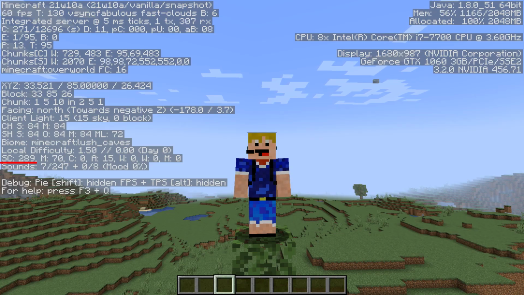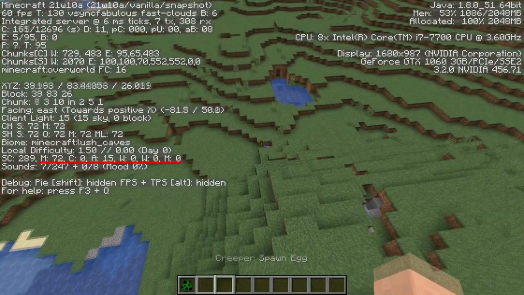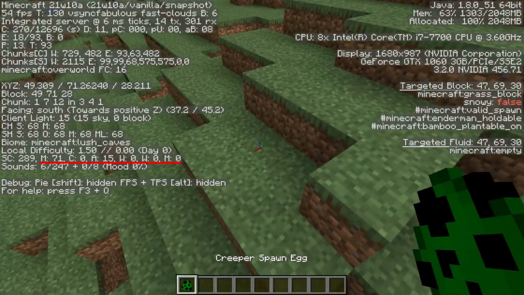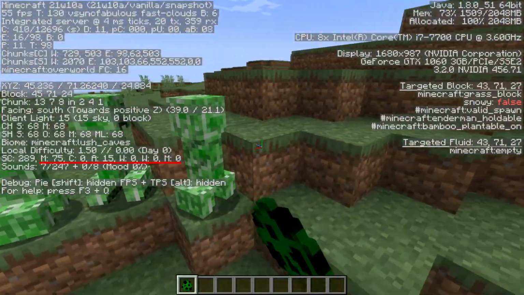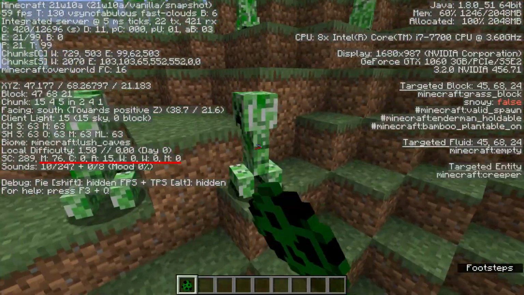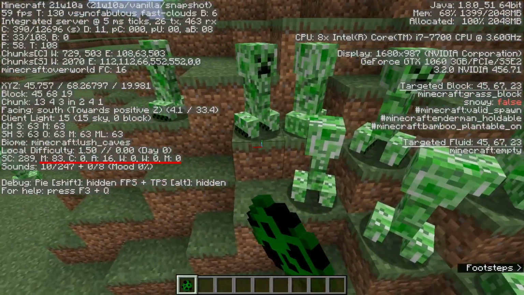Next row we have SC, which is usually at 286, and this is the number of spawn chunks in your world. And then we have 6 values, which account for different types of mobs. So the first one, M, is the total number of monsters. So let's summon in some more monsters and you'll see this number going up. So there we go, M goes up to 75, and there we go, 80, and so on.